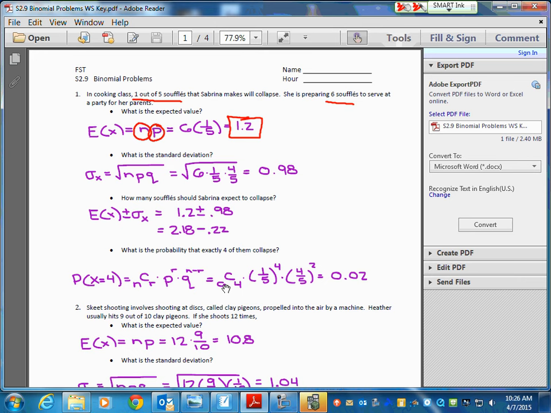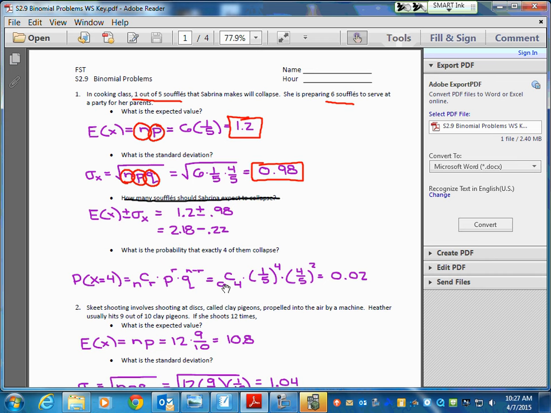Then for the standard deviation, what we did is we took the square root of the number of trials times the probability of success times the probability of failure, and that's going to give us the standard deviation, okay? Now what happens is she's not going to always get exactly 1 or 1.2 souffles that collapse. It's going to have a range that it's dealing with, and this standard deviation is going to give us that range.